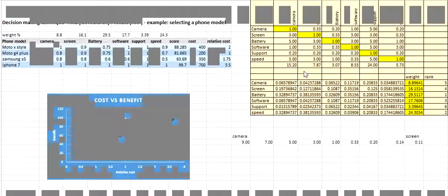So in this example, I want to buy a phone which will give me the most value for my money. It should be economical, but at the same time, I have certain parameters or criteria which I feel are important. So let me demonstrate how it is. I have these phones listed here: Moto X Style, G4, Samsung S5, and i7. And this is my disclaimer. These values are just examples, so don't take them literally.